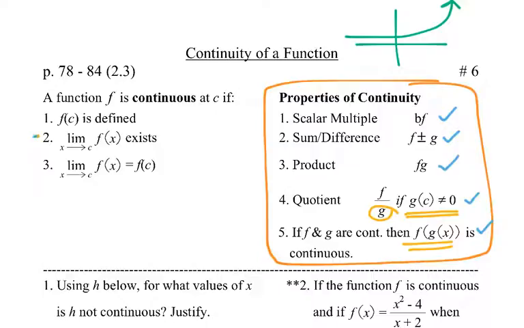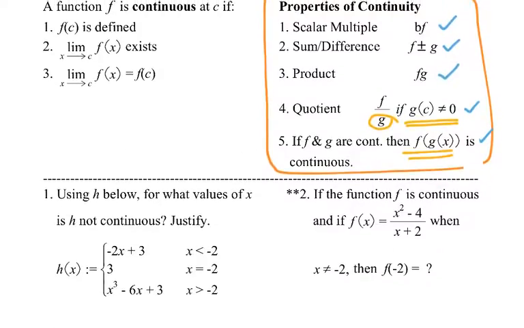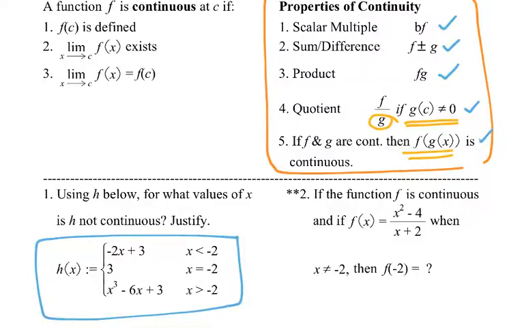Alright, moving on to some of the problems. Let's look at the first one. Now this is a piecewise function, and when you see piecewise functions, you're going to use these rules over here. It says, using h below, for what values of x is h not continuous? Justify.